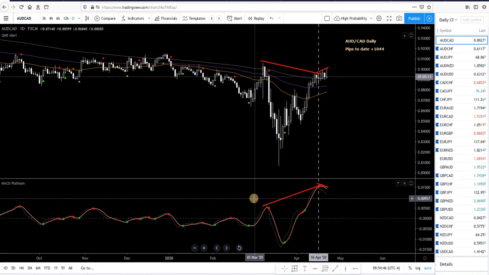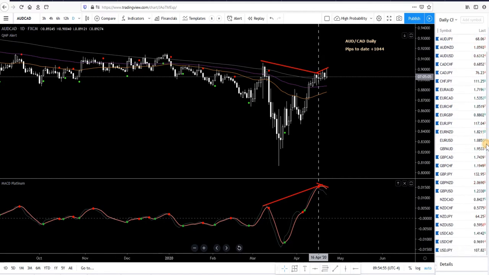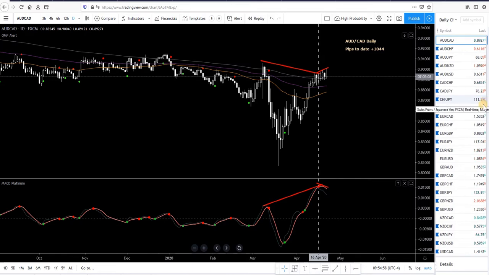So this is TradingView. I'm not sure what it is, Pro Plus version. This is my watch list on the right, all the pairs I'm trading. There's a couple extra under there, so it's a daily charts.